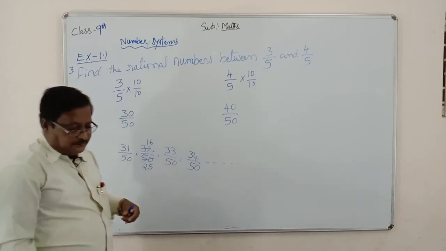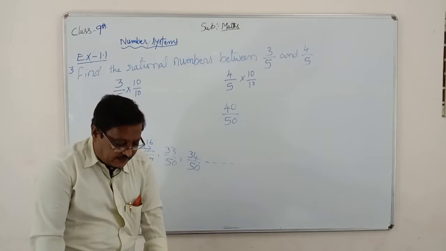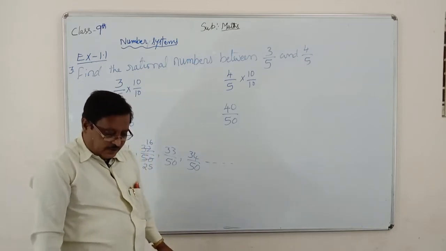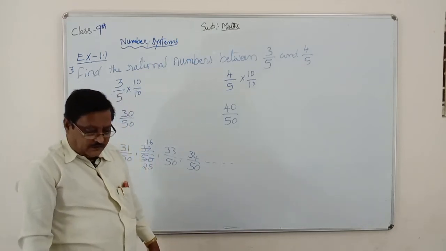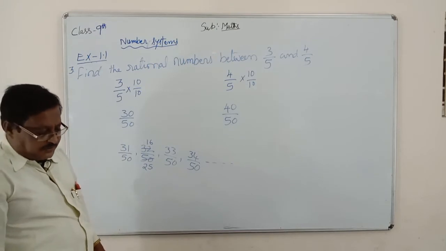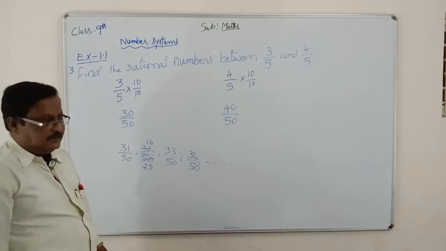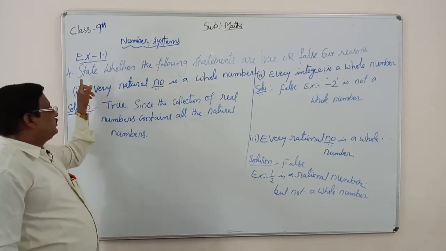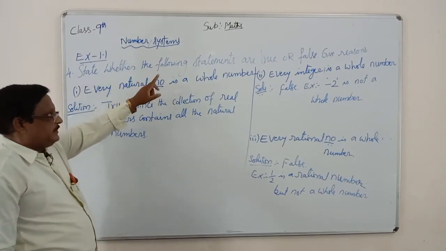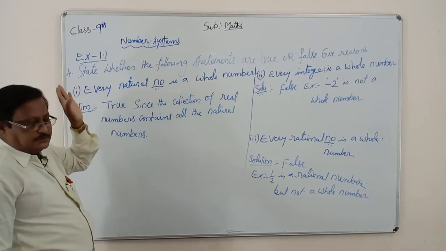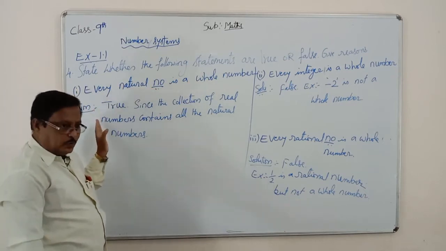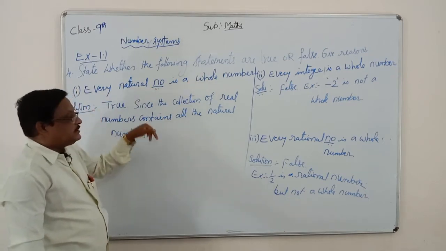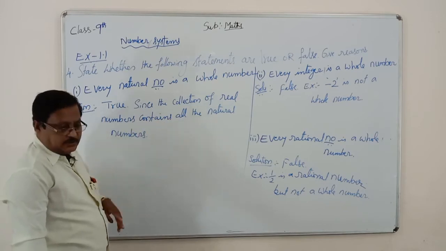Next, fourth one. State whether the following statements are true or false. Give reasons for your answers. Next in exercise 1.1, fourth one, state whether the following statements are true or false. Give reasons. Either the given statements are true or false. If it is true, give the reason. If it is false, give the reason.